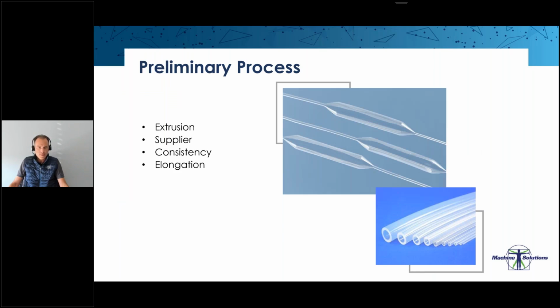Preliminary process. Extrusion, that's the raw material, and we need a good raw material to work with. If extrusion is not good, then the whole process can't help to make a good quality balloon. So extrusion is key. We always say extrusion makes up to 70 or 80% of the whole process.